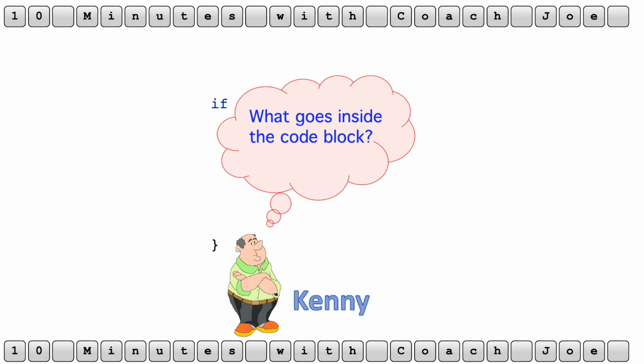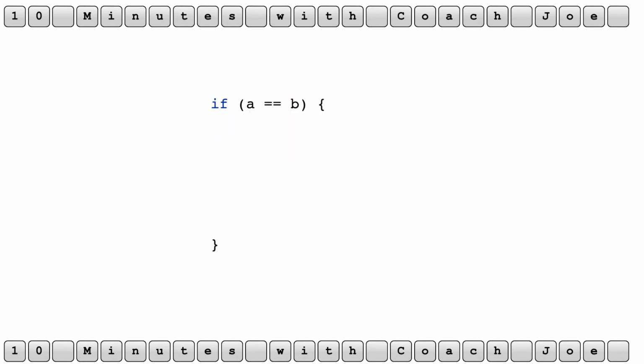Inside the code block can be 0 to many lines of code. There will be a warning if you have 0 lines, so it is recommended to have at least 1 line of code.